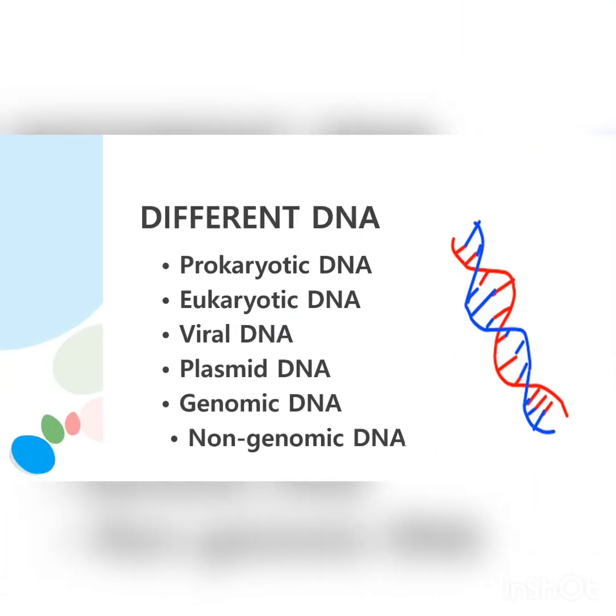Now, let's see the different types of DNA. There are 6 types of DNA, that is prokaryotic DNA, eukaryotic DNA, viral DNA, plasmid DNA, genomic DNA, and non-genomic DNA.